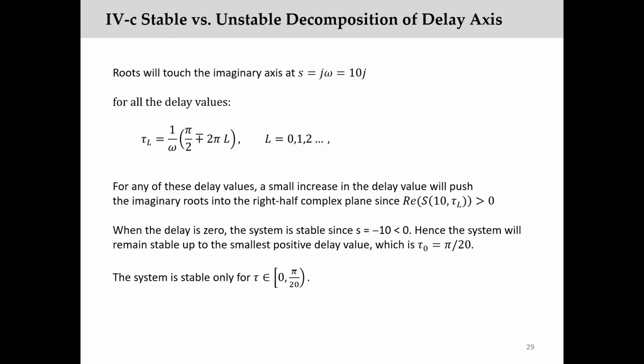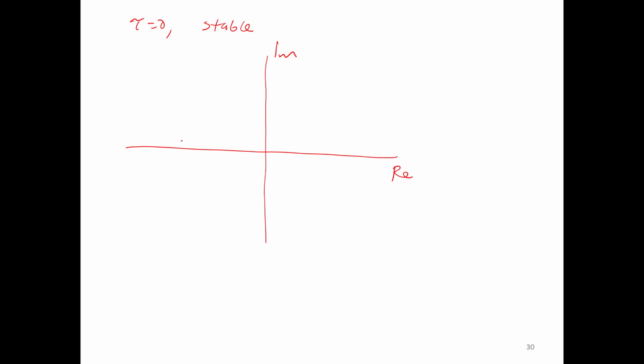When the delay is 0, we have a stable system. We know that. And so we have the complex plane, real and imaginary. And our stable pole was at, let's remember, minus 10, right? Okay, so we have a stable pole at minus 10. And then imagine we start increasing the delay value, tau equals 0 plus. We will still be stable. Why? Because we have a retarded system. Stability will be preserved from 0 to 0 plus delay.